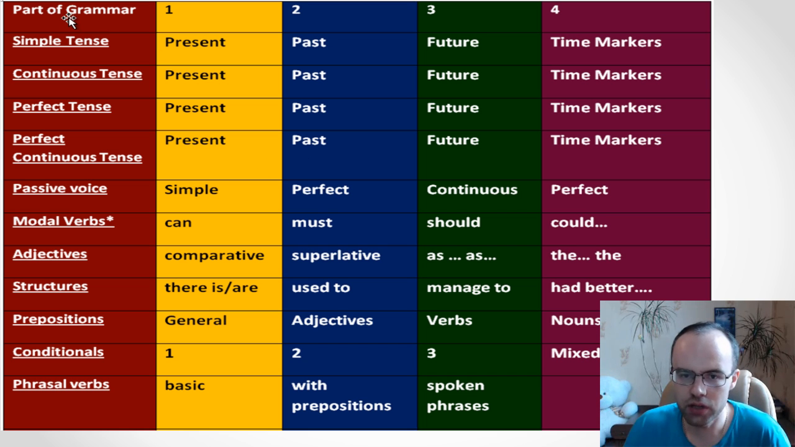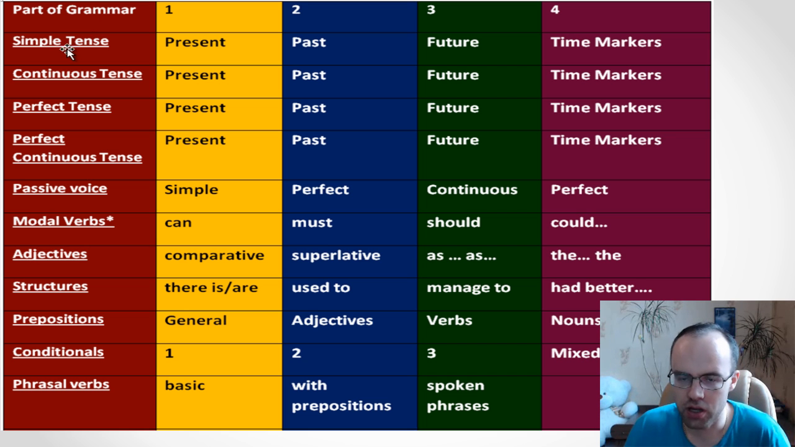If you look at this table, you see that the first column is called part of grammar. You see the most important parts of grammar you need to know and some useful explanations and details in the next columns. Okay, so part of grammar.